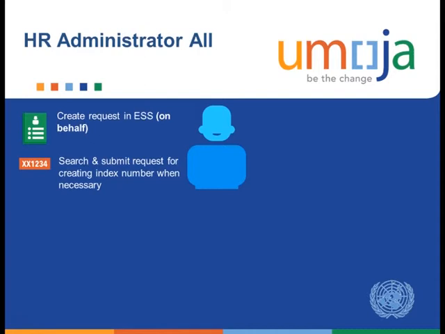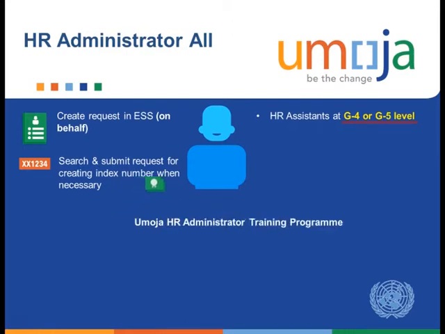Second, search for index number, and when necessary, submit a request for creating index number for staff and non-staff personnel. This role is to be assigned to HR assistants at G4 or G5 levels. To be granted this role, the user must successfully complete the Umoja HR Administrator Training Program.